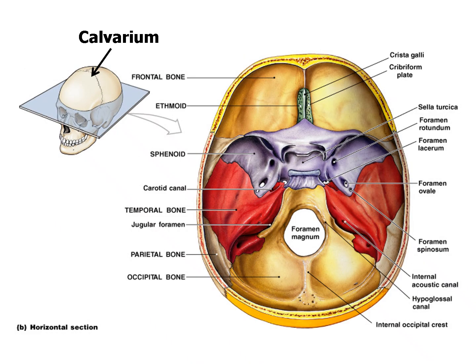In this view, the calvarium has been removed by making a horizontal or transverse section through the skull. We are peering down into the skull floor. Again, we can see a number of foramina through which nerves and blood vessels pass.